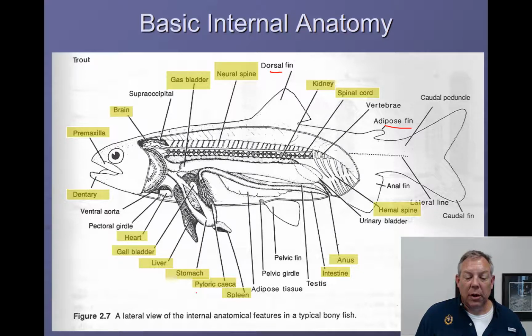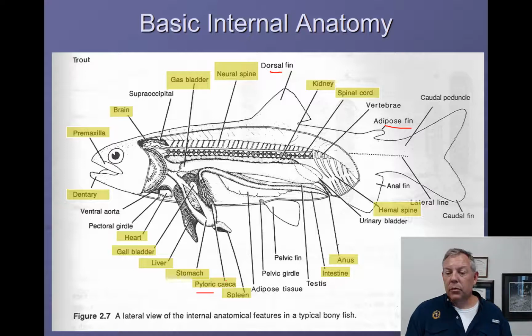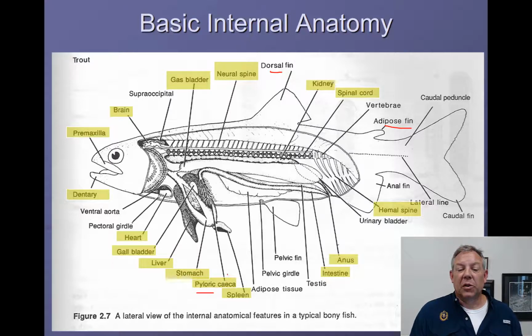We'll talk about Pyloric Caeca a little bit later. Those are interesting structures that some fish have and some don't. So take a look at this and make sure you can identify them, but we're going to talk about each of these things in a little bit more detail.